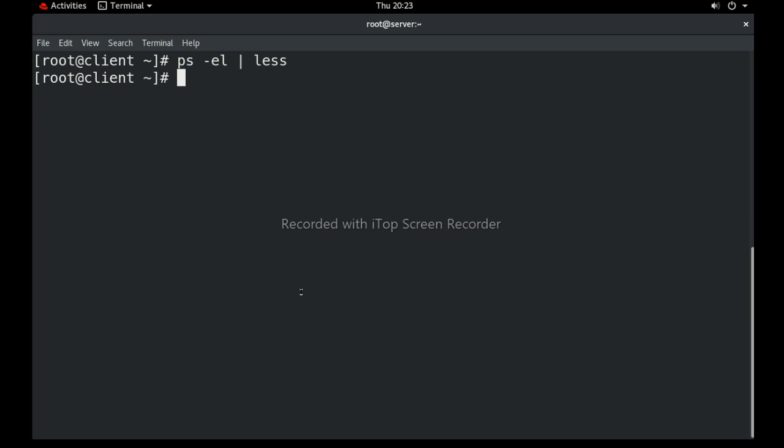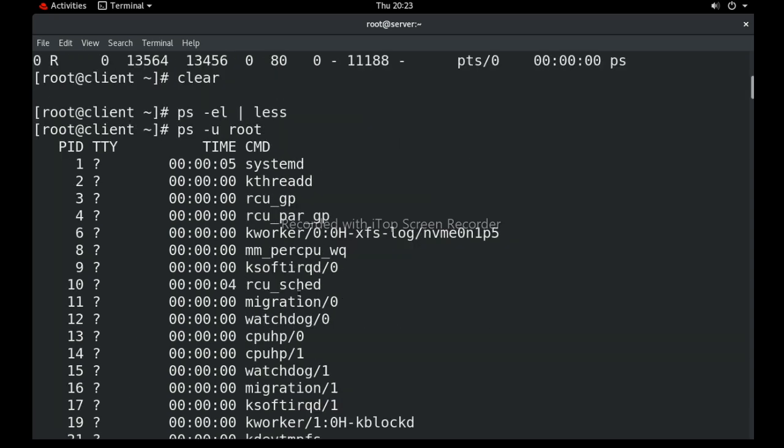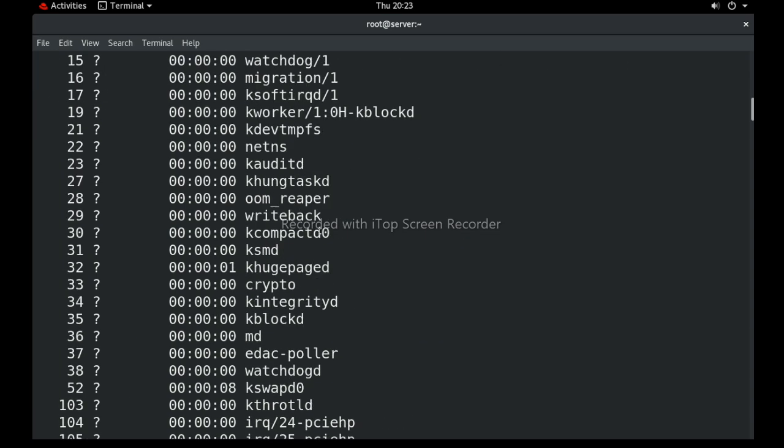To list all the processes with respect to a particular user, we can use the command ps -u followed by the name of the user. This command lists all those processes associated with the root user.